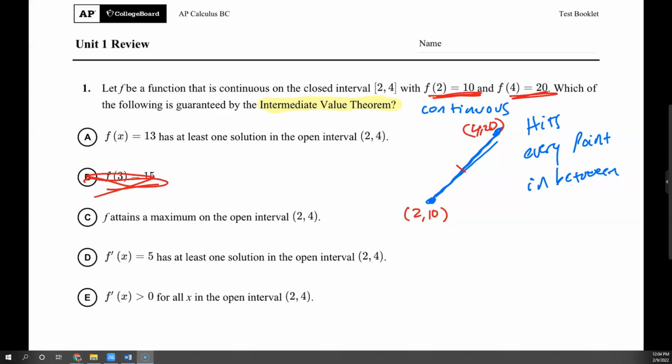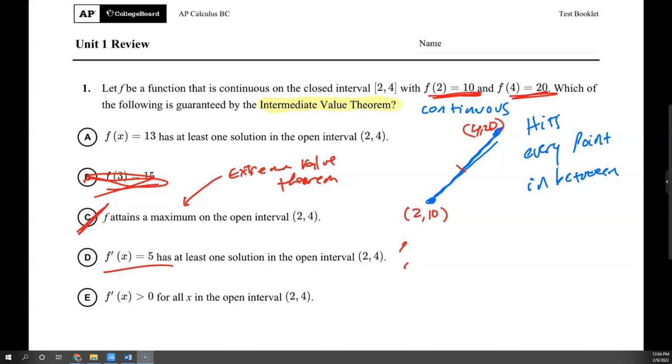This is the extreme value theorem. You don't use it as much. It basically says as long as it's a continuous function on a closed interval, you have an extreme value somewhere. So extreme value theorem talks about maxes and mins. So this is not that. Okay. The derivative equals 5. I don't even know what that's trying to talk about.